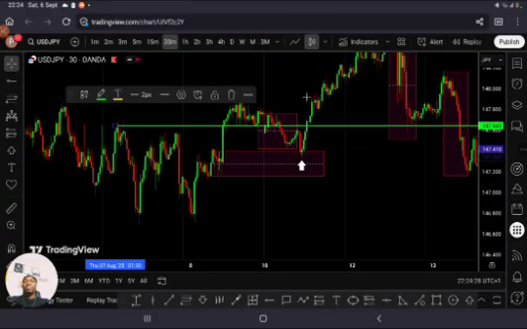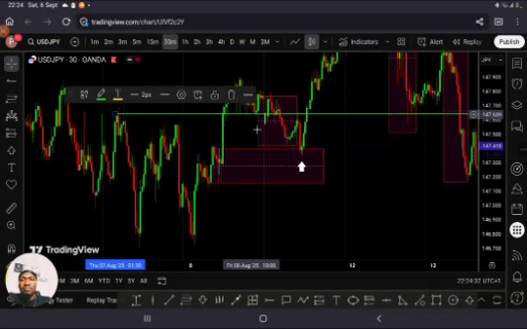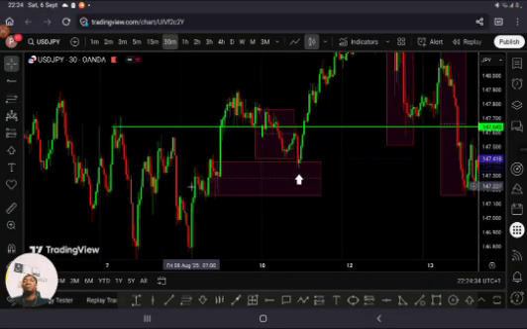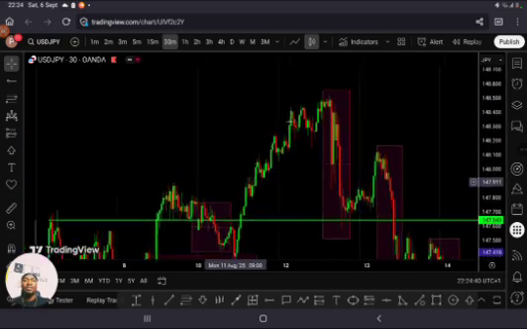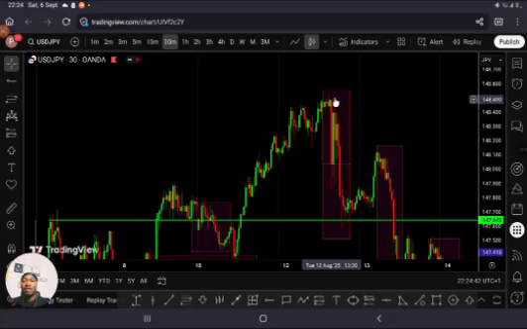What do you expect? You expect a pullback. There will always be a pullback. So price came back and retested this zone. So if you missed it the first day, look at price giving you entry on the second day. Now if you go on daily, I've shown you how this one, where it came from on H4.